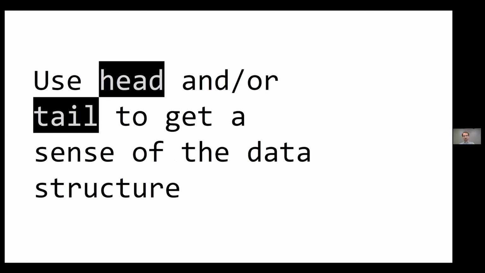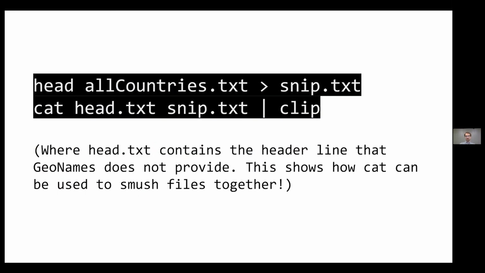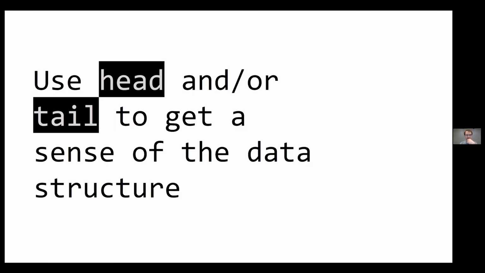So we can use a couple of commands called head and tail to just get a sense of what we have here. As you might imagine, head looks at the top. The head command will give you the start, I think by default the first 10 lines of the file. And tail gives you the last however many lines. You can specify the number. I can't remember what the default is.